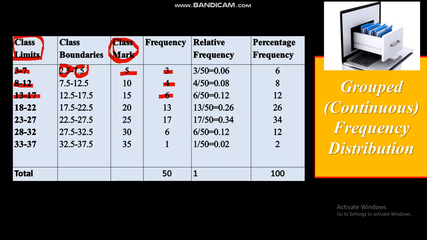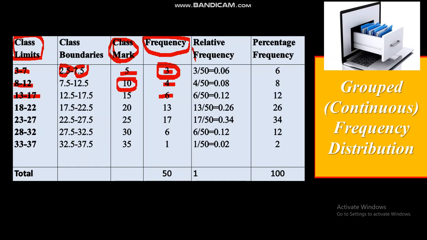For the second one, 8 plus 12 divided by 2. 8 plus 12 is equal to 20. 20 divided by 2 is 10. This is found by counting the number of students who scored between 3 and 7, which is equal to 3. Then the other topic is frequency. The frequency that tells us the actual number of individuals in each class is known as absolute frequency.